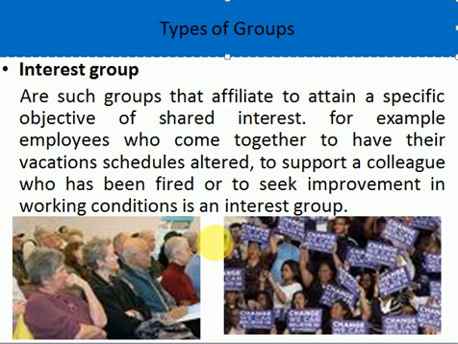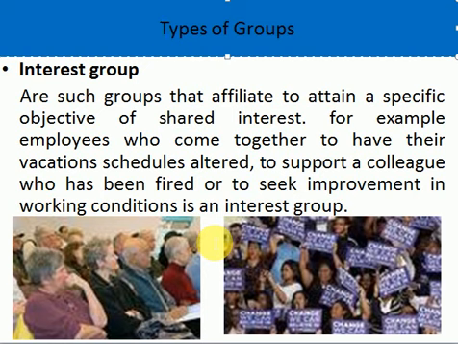So an interest group is a type of group in which all the members are affiliated. They get together with each other just to achieve a specific objective that is shared. It means the interest of individuals is there in that. For a shared interest, a group is formed, and that group is called an interest group. They all work together to achieve specific objectives or goals.